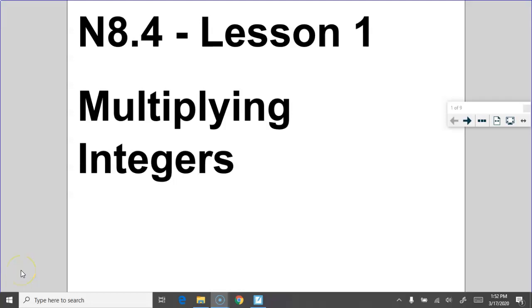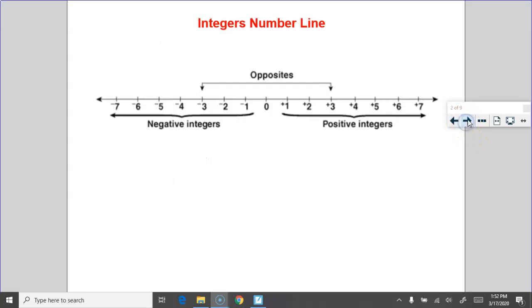Today we're going to talk about multiplying integers, and we're going to develop some rules for that, and we're going to use models in order to develop those rules. So just a reminder of a number line. We call it the integers number line. 0 is your middle. If you're moving to the right, those will be positive integers. If you're moving to the left, those will be negative integers.